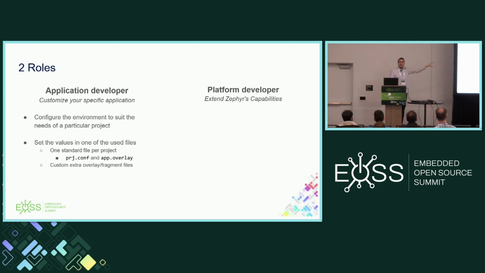So there are many places, but let me focus on two specific ones, like the project.conf for Kconfigs or app.overlay if you have a device tree. Or you can add some extra overlays or fragments in this case, but they are just another way of writing project.conf or app.overlay, just other files. So this is what we're going to do most of the time.